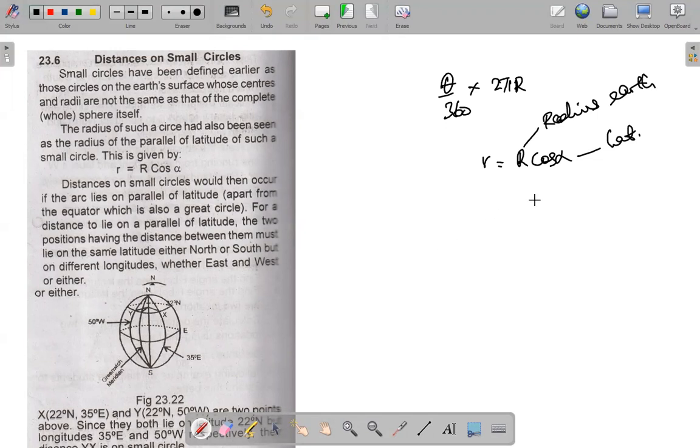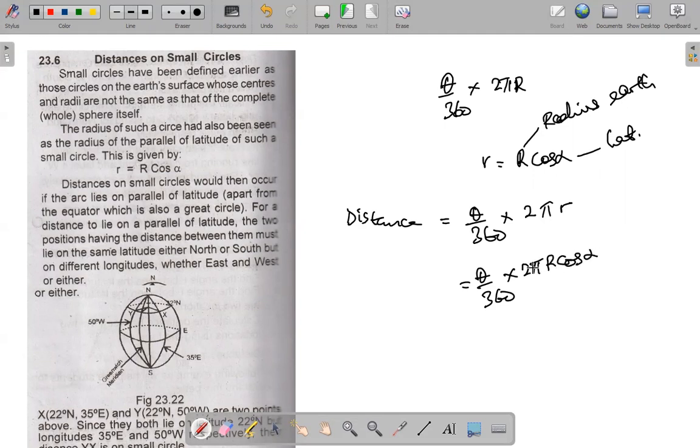So whenever we are calculating distance on a small circle, the distance becomes theta over 360 times 2 pi r, where this r is R cos alpha. So replacing this, it will be theta over 360 times 2 pi R cos alpha.